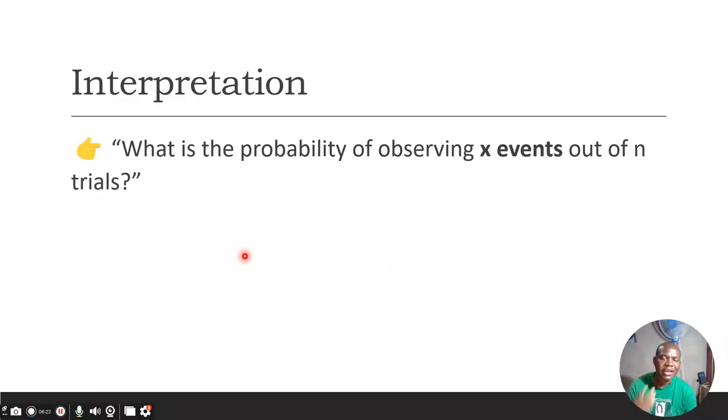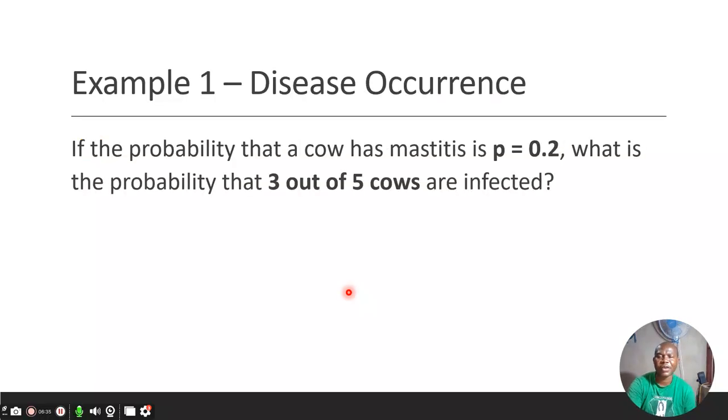Now, how do we interpret the result of a binomial experiment? We see it as the probability of observing x events out of n trials. So let's have a few examples. For instance, if the probability that a cow has mastitis is p equal to 0.2, what is the probability that 3 out of 5 cows are infected? So this is how problems on binomial distribution are actually framed.